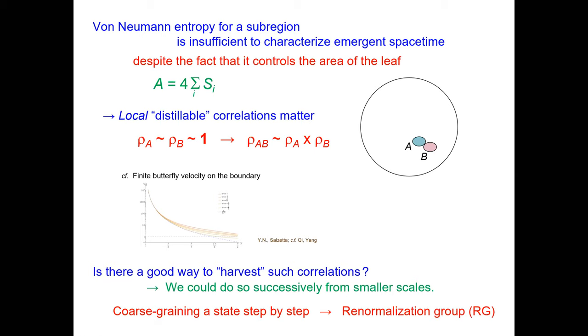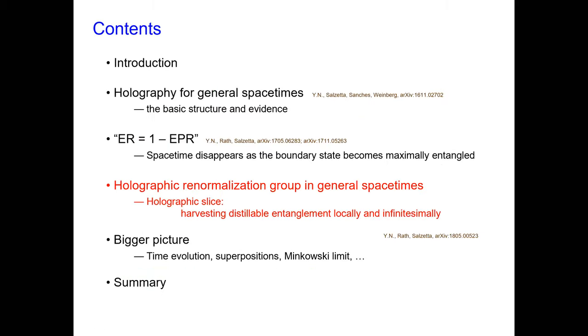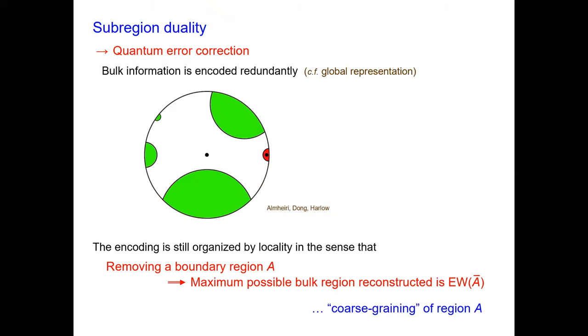There is a hope to harvest such a local correlation step by step in the sense of RG. And it must be able to have a corresponding picture of the bulk space-time in the sense of RG. Okay? So that's what we will try next. So we're coarse-graining step by step the short-range correlation. So holographic renormalization group in general space-time.